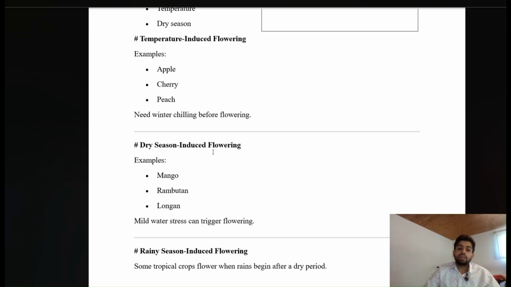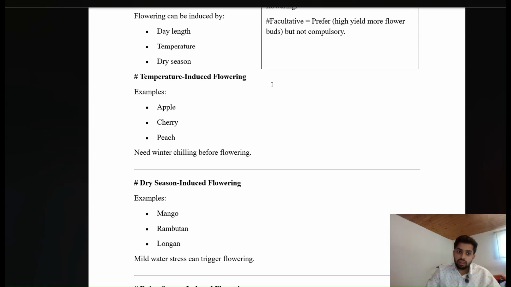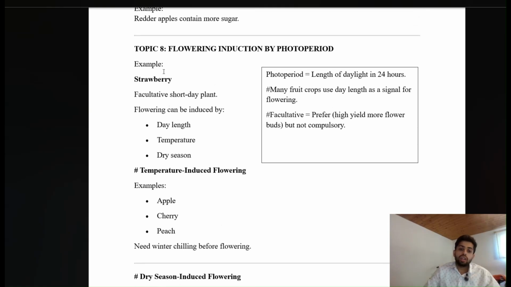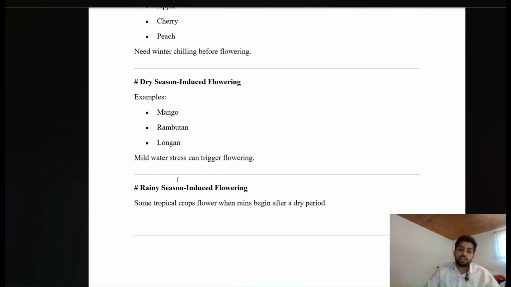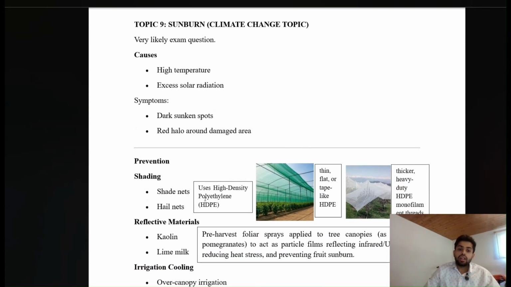So in topic 3 there are three factors, and here in topic 8 there are four factors, like day length, temperature, dry season, and rainy season. And if I talk about sunburn, what is sunburn? Sunburn is a very important topic. It is caused by high temperature and excess solar radiation, and its symptoms are dark sunken spots and a red halo around the damaged area.